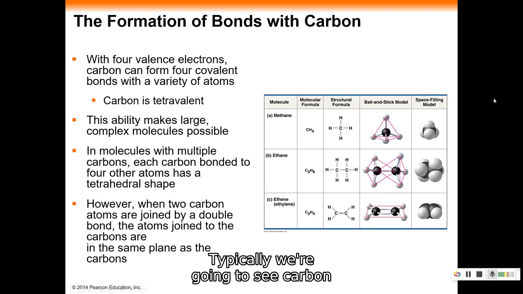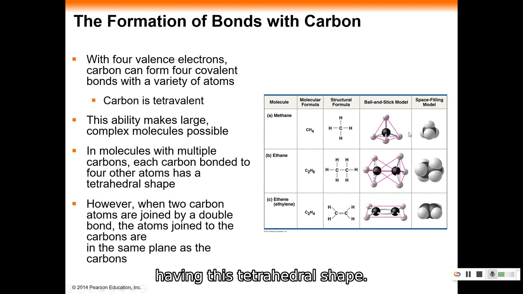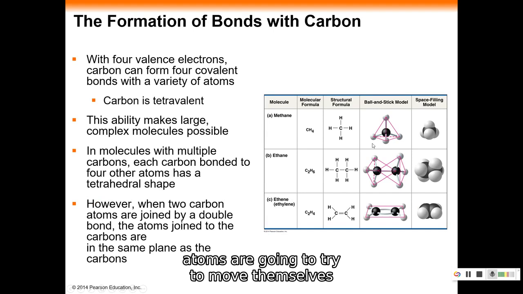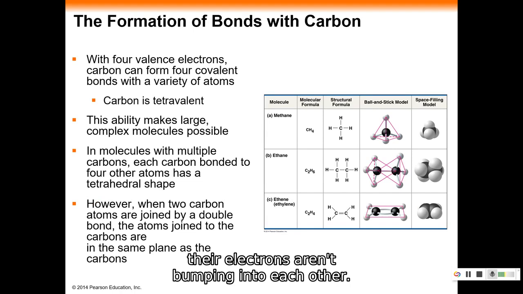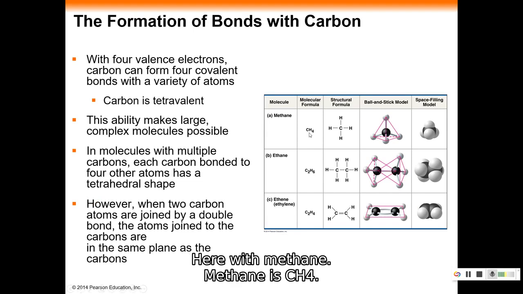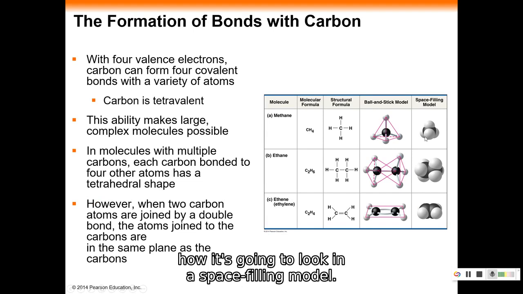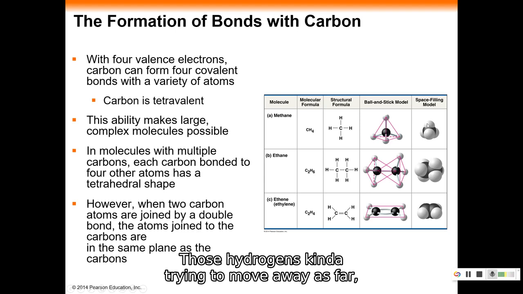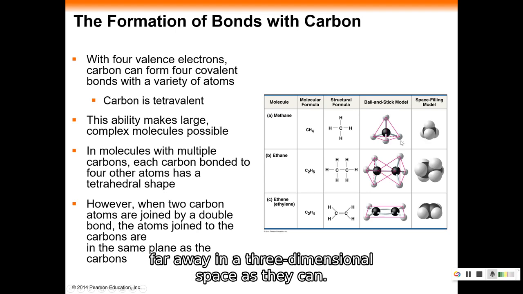Typically we're going to see carbon having this tetrahedral shape. This is how those molecules and atoms are going to try to move themselves away from each other to give themselves as much space as possible so their electrons aren't bumping into each other. So here with methane is CH4. This is its ball and stick model, and this is how it's going to look in a space-filling model. Those hydrogens are trying to move as far away in 3-dimensional space as they can.